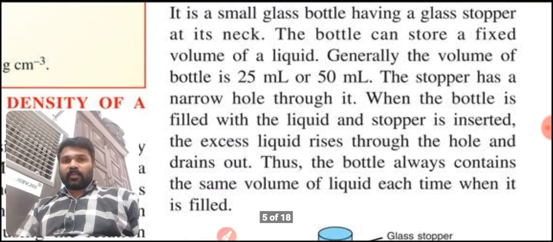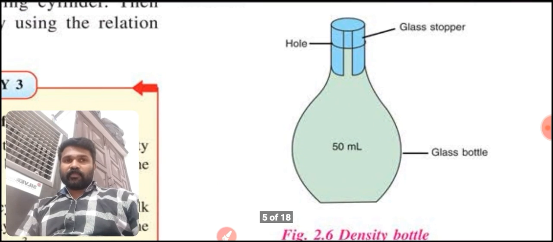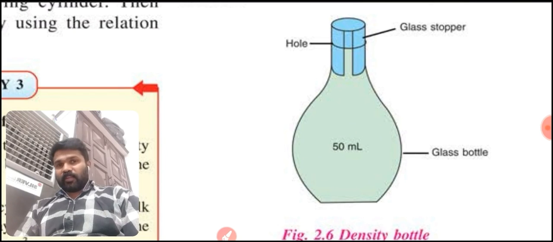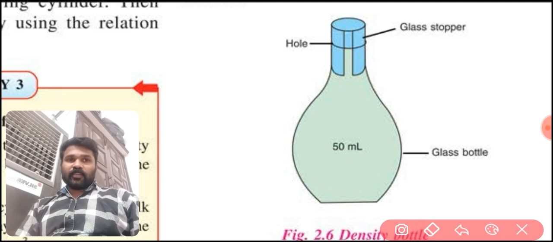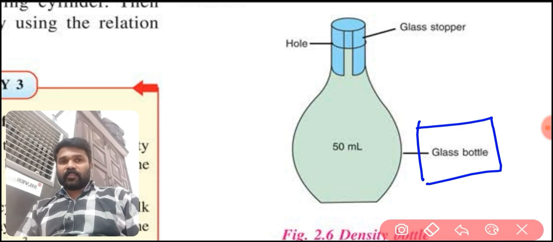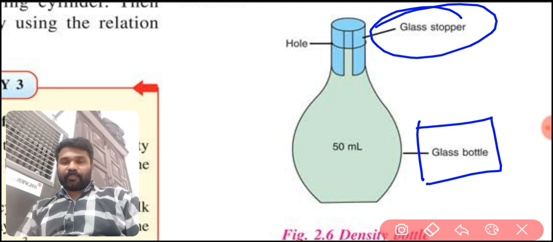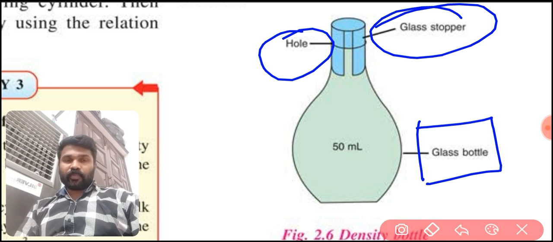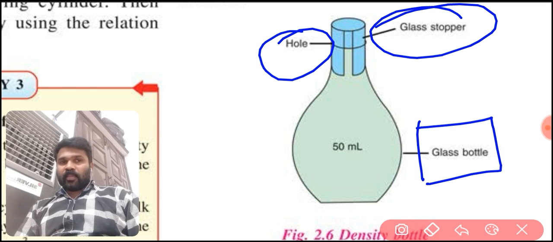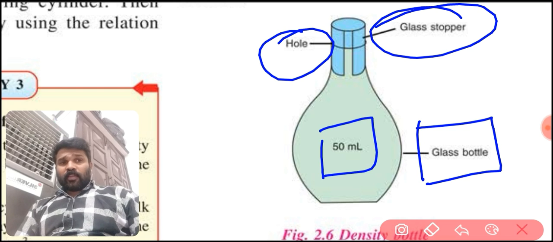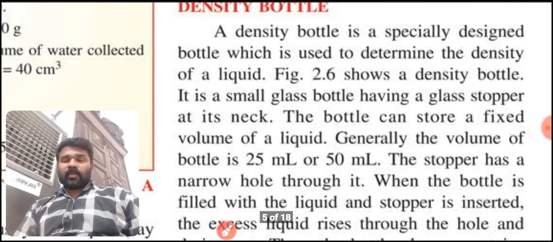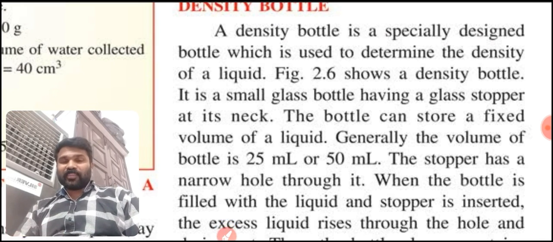Here we can have a look at the diagram, density bottle. Just go through the diagram, you can see that it is made up of glass. It's a glass bottle and it is having a glass topper and a narrow hole. Here it is given a 50 ml density bottle. Now we are going to discuss how we can use this density bottle.